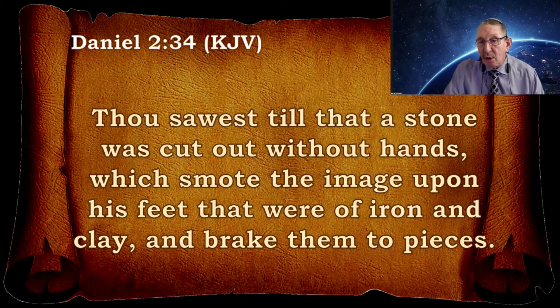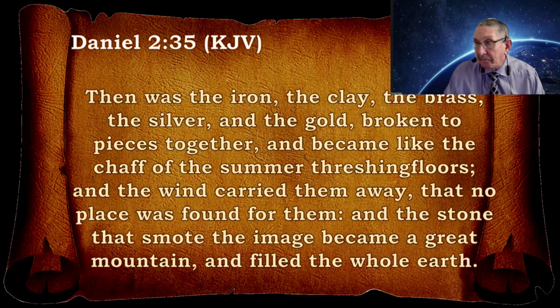Thou sawest till that a stone was cut out without hands. That's important to look at, that part that says without hands. It means it was not of human origin. It was divine. It was by God. Which smote the image upon his feet, and there were of iron and clay, and brake them in pieces. Then was the iron, the clay, the brass, the silver, and the gold broken to pieces together, and became like the chaff of the summer thrashing floors. The wind carried them away, that no place was found for them, and the stone that smote the image became a great mountain, and filled the whole earth.